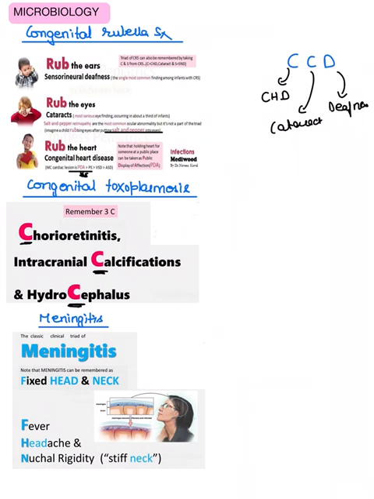Now coming on to meningitis. You know, meningitis is the inflammation of the meninges. You know that there are 3 meninges: dura mater, arachnoid, and pia mater. When there is meningitis, so what happens? The patient presents with fever and headache.